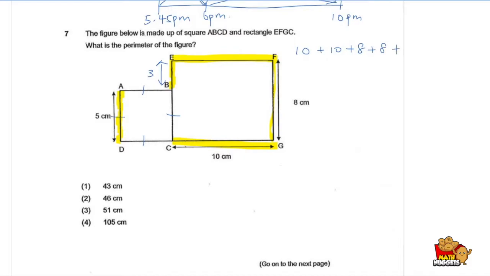And we're left with AB and CD, which is 5 plus 5. So it's good that you highlight the parts that you have written down so that you don't miss out any parts, okay? So that's 36, 46. Number 2.